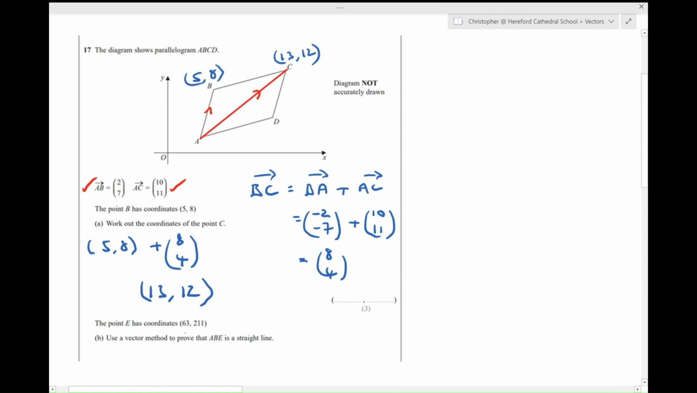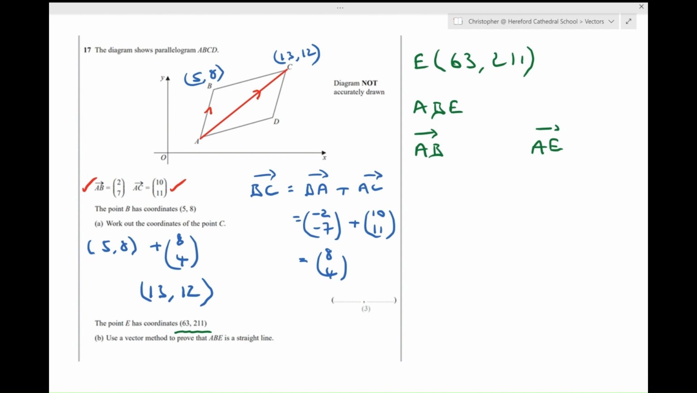Have a look at part B. Now in part B, I'm told that E has coordinates (63, 211). And I'm asked to prove that ABE is a straight line, is collinear. Well, if ABE is collinear, then AB and AE must be related. AB must be a fraction of AE, or AE must be a multiple of AB. I already know that AB is (2, 7), so I really now need to work out the vector AE.